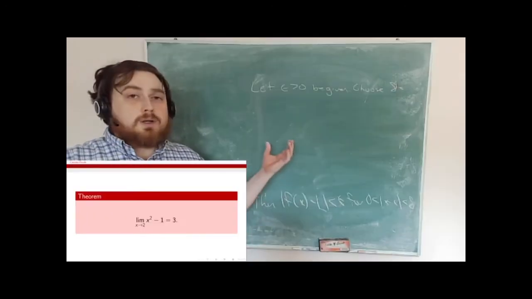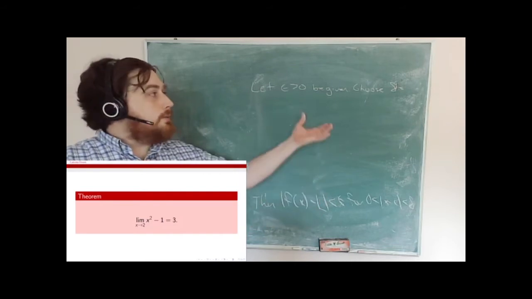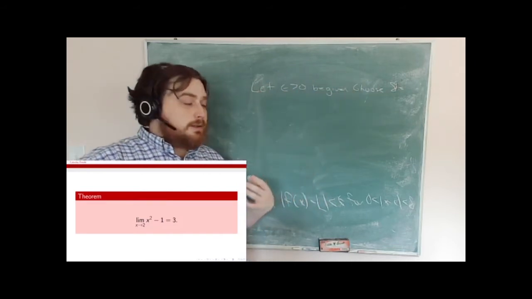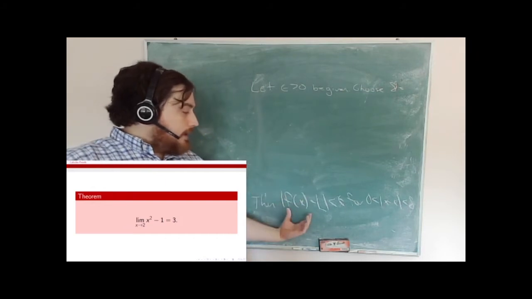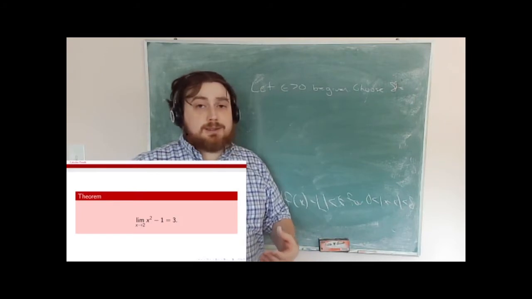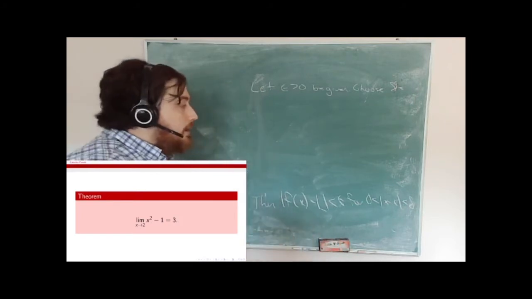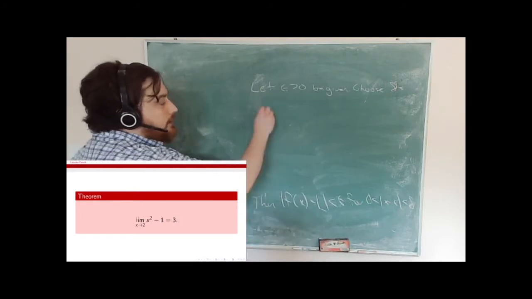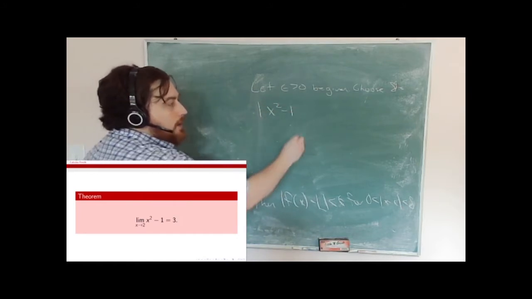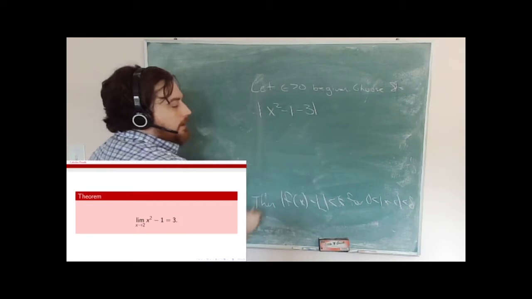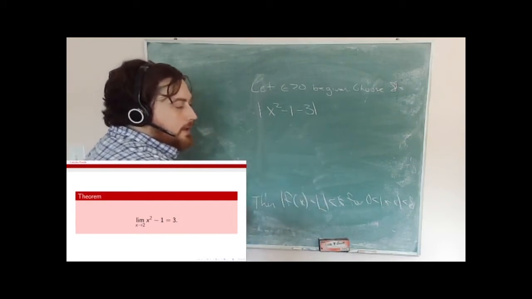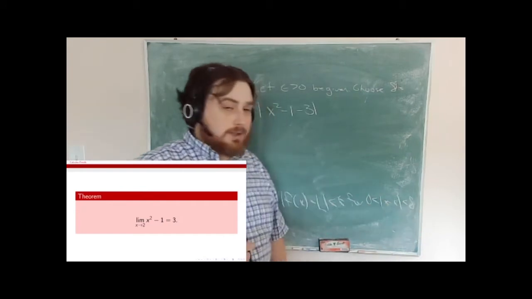All right, now we're going to work on another limit. So we're going to say let epsilon greater than 0 be given. We're going to end up choosing a delta so that |f(x) minus L| is less than epsilon as long as 0 is less than |x minus c| is less than delta. If we look at it in this case, f of x is x squared minus 1. My limit is 3, so I'm going to subtract 3. And I want to show that's less than epsilon whenever |x minus 2| is less than delta.